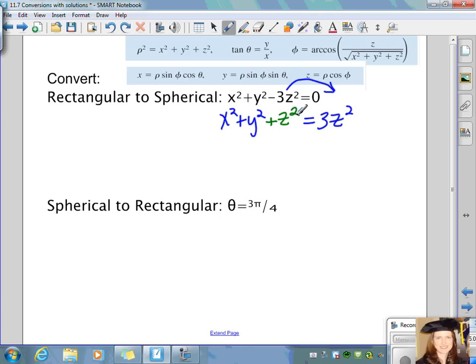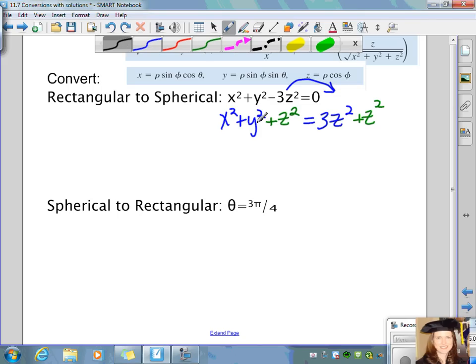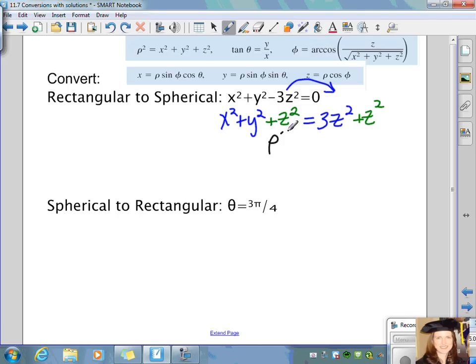Now whatever I add to the left side, I want to add to the right side. So I'm going to add a z squared to the right side of the equation as well. Now we have the equation that can be converted. X squared plus y squared plus z squared can be converted to rho squared. And 3z squared plus z squared, that's equal to 4z squared.